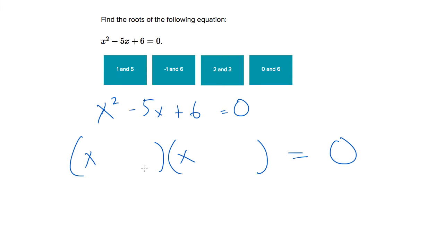And we're going to need two terms here. We're going to need a term right here and right here that add to equal the middle term, negative 5, the middle coefficient, and multiply to equal the last term, 6. So we know that 1 and 5 don't multiply to equal 6. We know that 0 and 6 don't multiply to equal 6. Actually, we know that negative 1 and 6 don't even multiply to equal 6. So it's going to have to be 2 and 3, right?